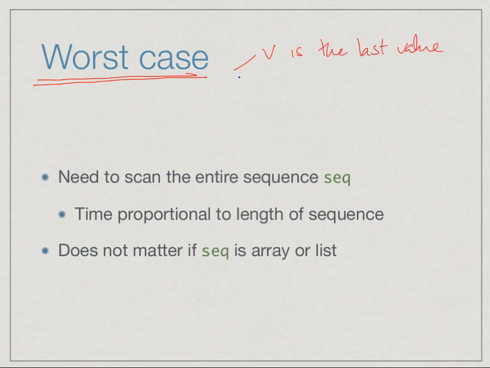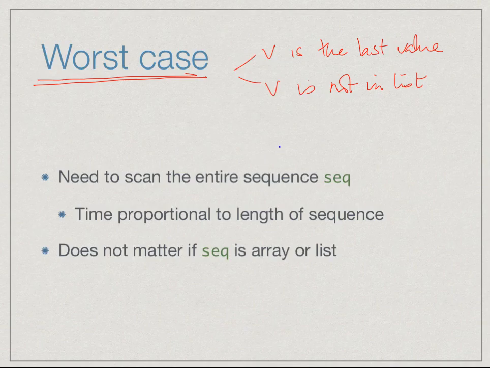But more generally, v is not in the list. If v is not in the list, the only way we can determine that is to check every value and determine that that value is not v. And this property, that we have to scan the entire sequence and therefore take time proportional to the length of the sequence to determine whether v is in the sequence or not.